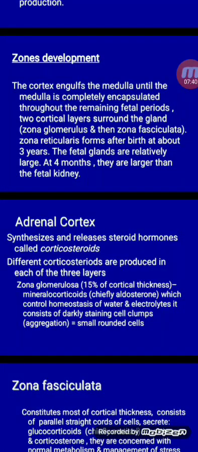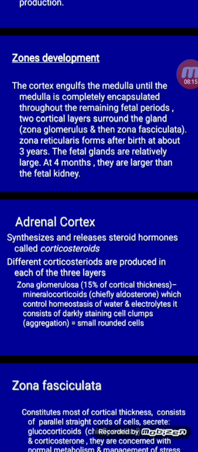The cortex engulfs the medulla until the medulla is completely encapsulated throughout the remaining fetal period. Two cortical layers surround the gland in fetal life: zona glomerulosa and zona fasciculata. But what about zona reticularis, formed after birth at about the 3rd year? During fetal life, 2 layers, zona glomerulosa and zona fasciculata.